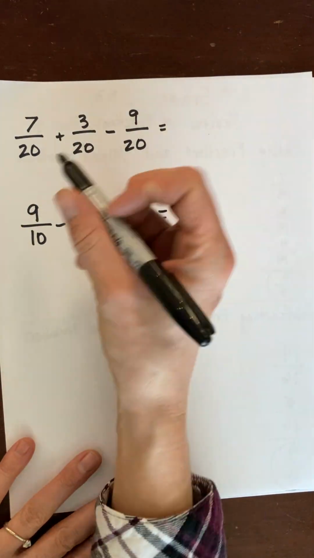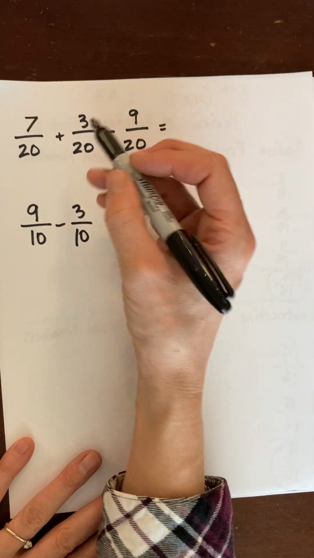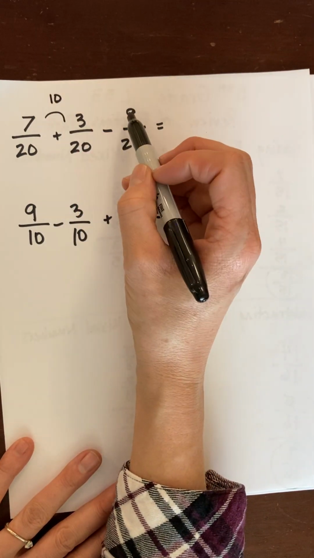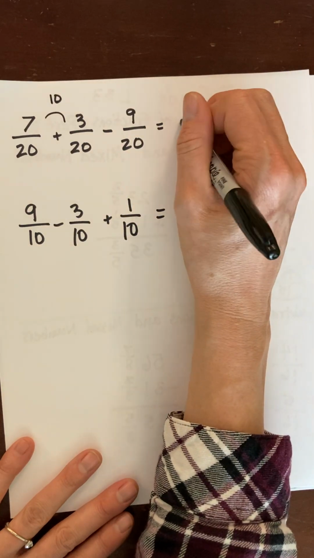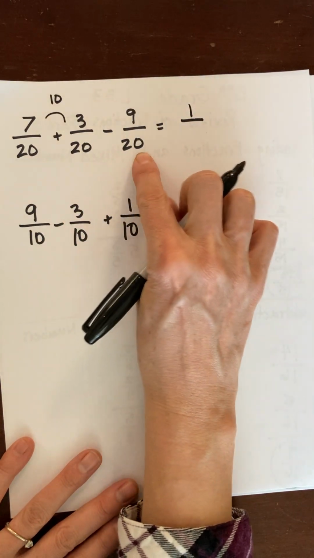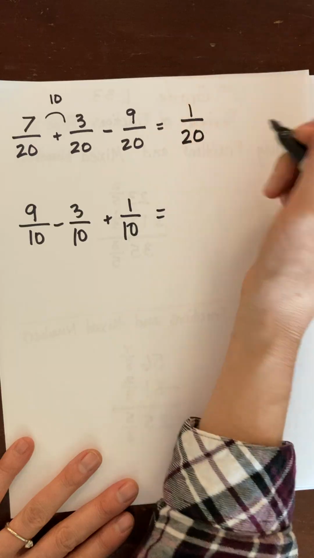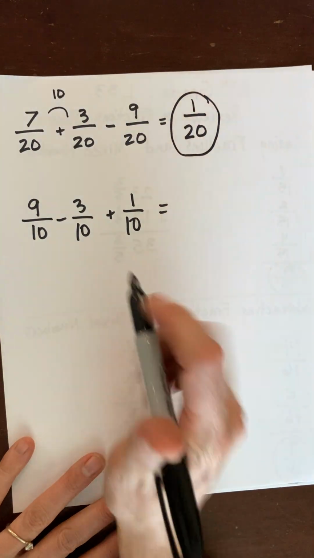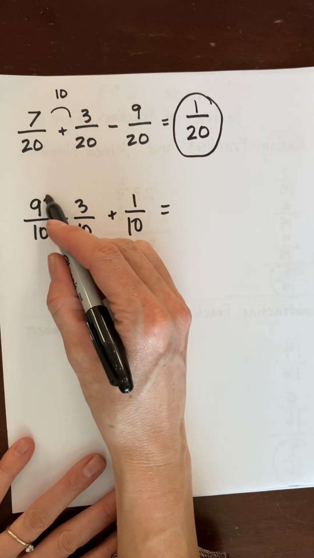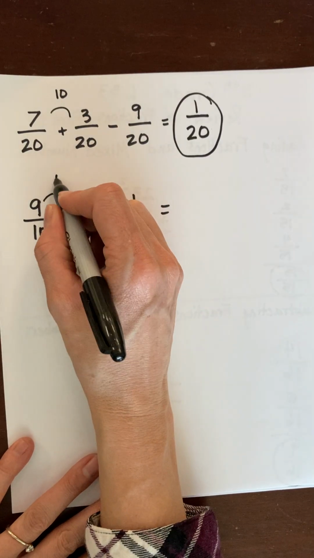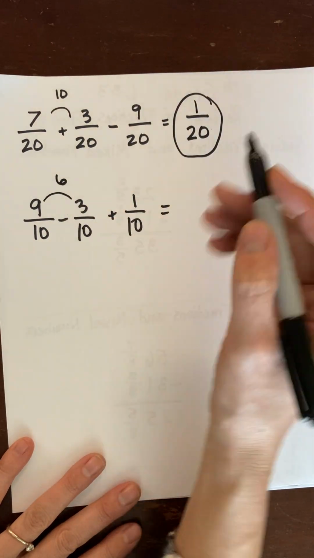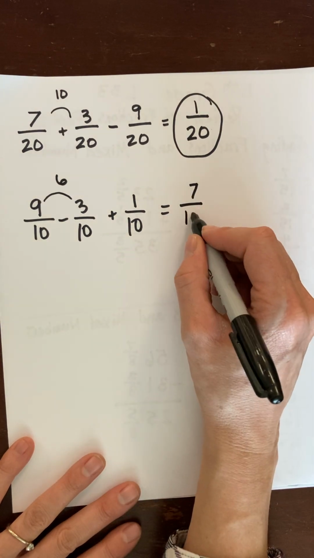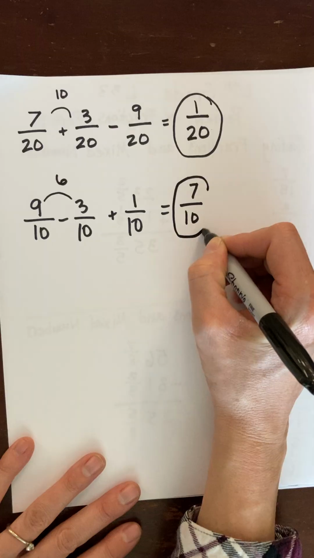So we're going to do 7 plus 3 first, which is 10, and then 10 minus 9, which is 1. And our denominator is 20. We're going to keep our denominator the same. So it's just 1 over 20 would be our answer. Here, again, we're going to go left to right. 9 minus 3 is 6. 6 plus 1 is 7. Our denominator is 10, so we're going to keep a denominator of 10.